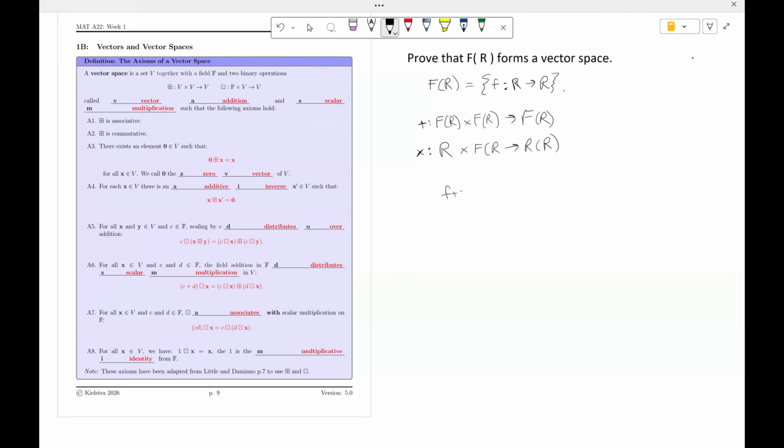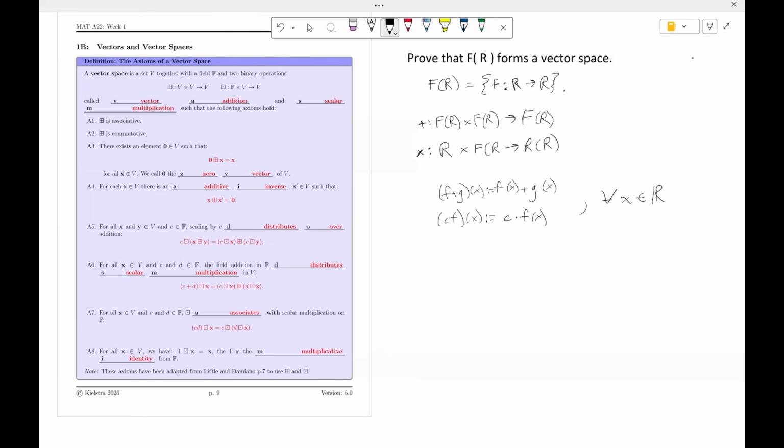(f + g)(x) is defined to be equal to f(x) + g(x), and (cf)(x) is defined to be equal to c times f(x). And this is true for all x in R.